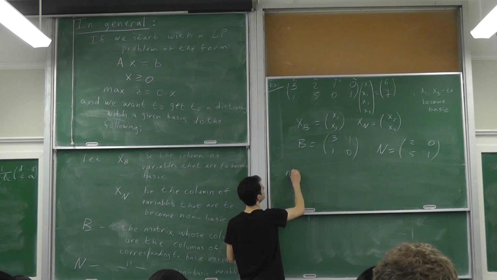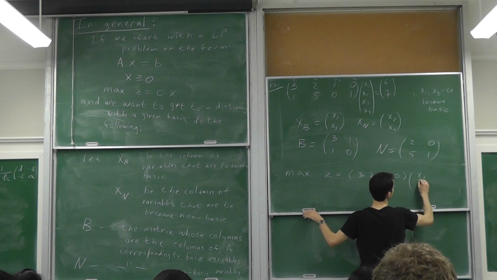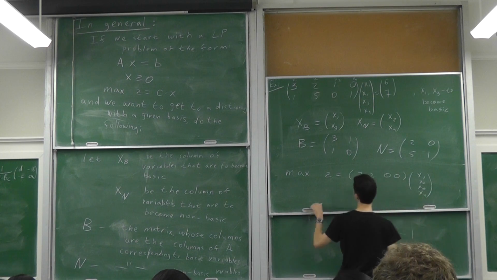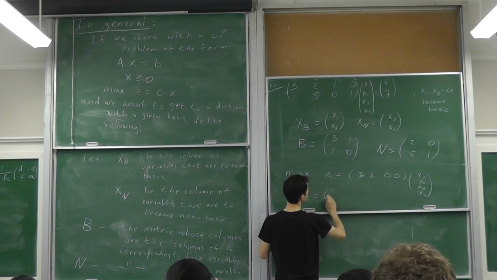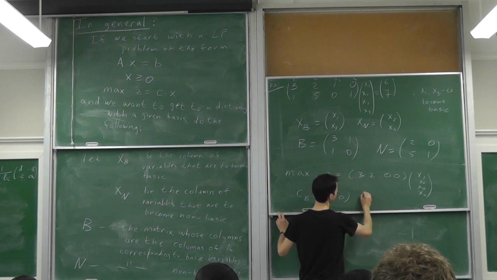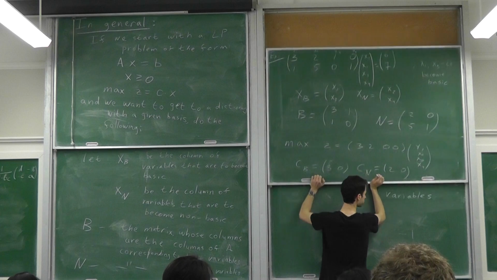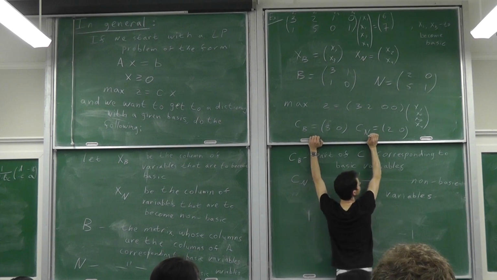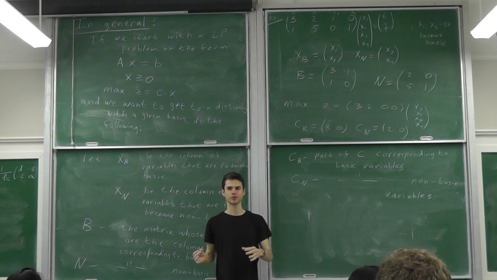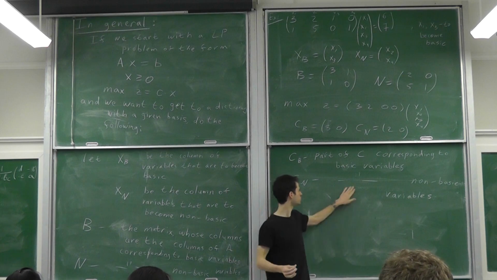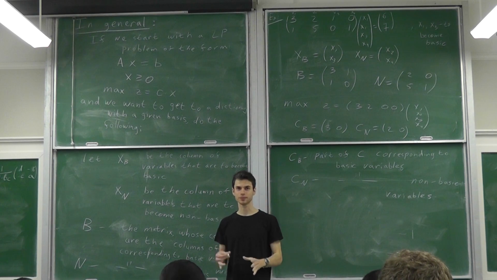Here, if I want to maximize Z, which is 3, 2, 0, 0 times x1, x2, x3, x4, then this is my vector C. The part which is basic will be 3, 0, and the part which is non-basic will be 2, 0, corresponding to x2, x4. So for now, I just did nothing. I just introduced names for separate parts of the problem: the variables which I want to make basic, separate from the part of the problem with the other variables.